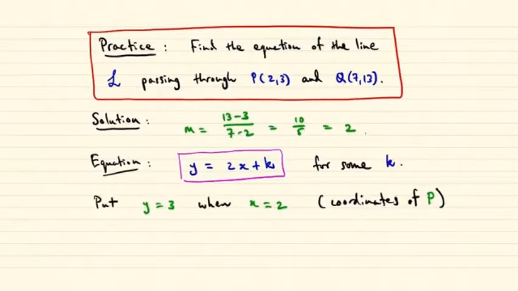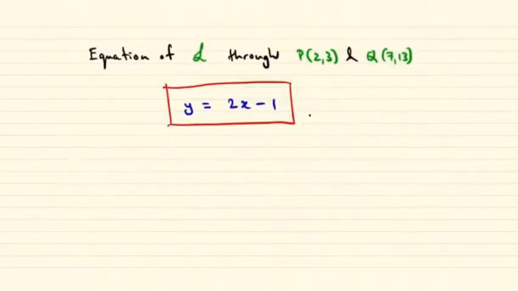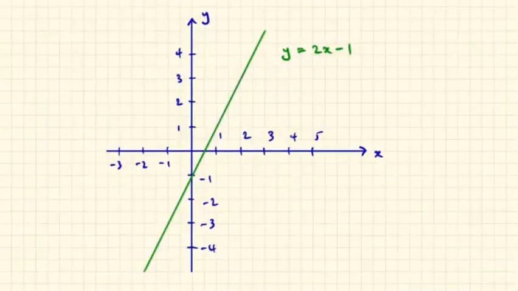We can find k by subbing in coordinates of one of the points, say P, and you'll quickly find that k is equal to -1. Thus the equation is y equals 2x minus 1. And you can quickly check that this works, for P of course, but also as a double check for Q. And here is the graph passing through the y-axis at -1, and as you move 1 unit across to the right, the line moves up 2 units vertically.